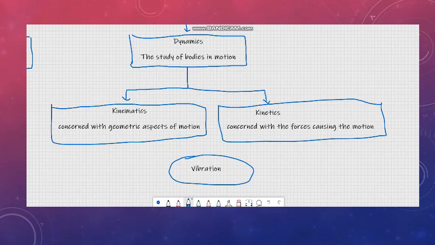And let's start. The introductory part is this one, where we defined all dynamics, kinematics, kinetics, and a little bit of vibration, as I said. Let's start with our rectilinear motion, and we will keep going step by step until we cover all the subjects. Okay, let's start our first chapter.